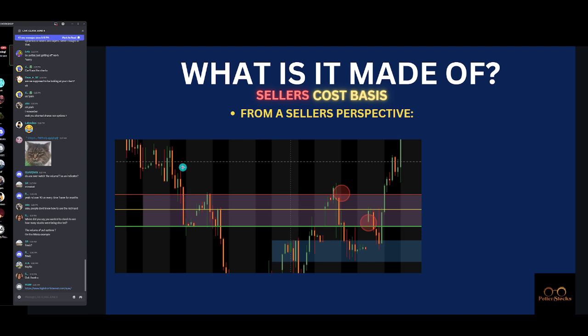Fat red candle, big wick up, right? Before you go down, you typically go up. You could say the same thing here, right? Big pop up, big wick outside, you hit something. Next day, big red candle.